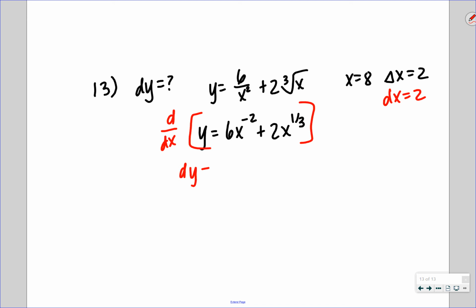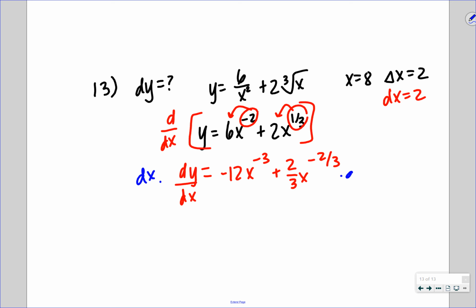y, dy/dx equals, this will be negative 12. Drop 1 to the negative third. 1/3 times 2 is 2/3 x to the negative 2/3. Now I'm going to be able to plug some stuff in. First, I'm going to try to get dy by itself, so move dx to the other side.